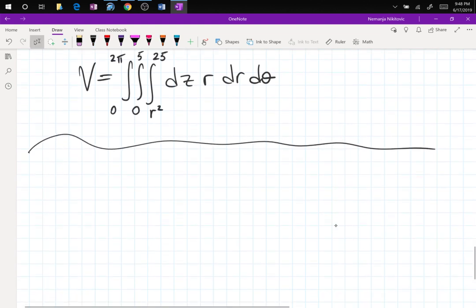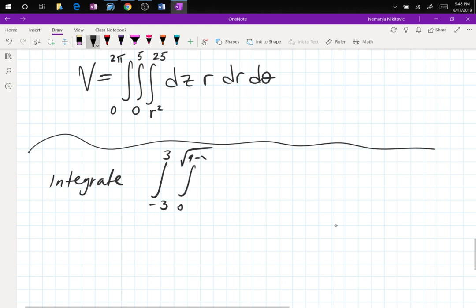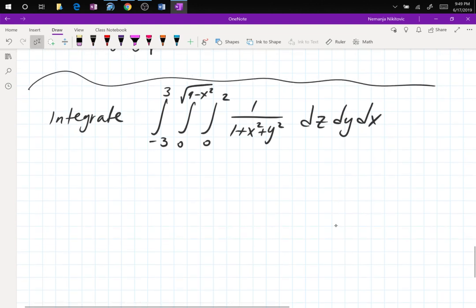The next problem, however, is a problem, okay? So this is what the question says. Integrate the integral from -3 to 3, integral 0 to square root of 9 minus x squared, integral 0 to 2 of 1 over 1 plus x squared plus y squared dz dy dx. That's all you got.